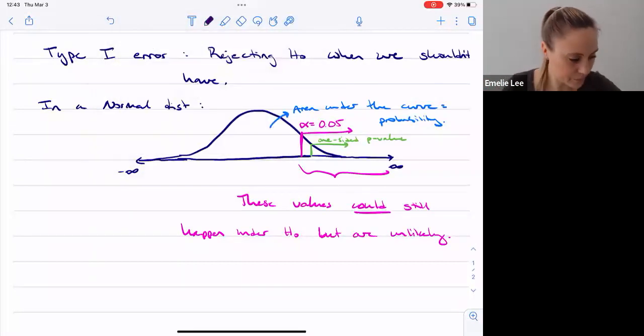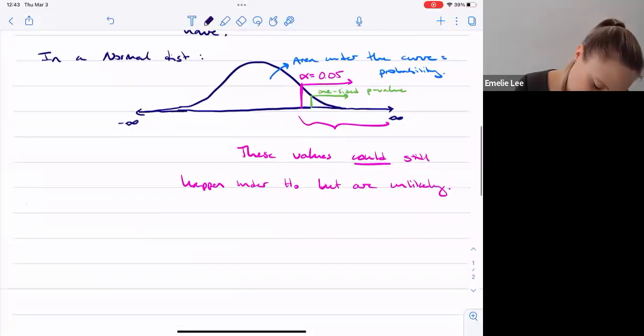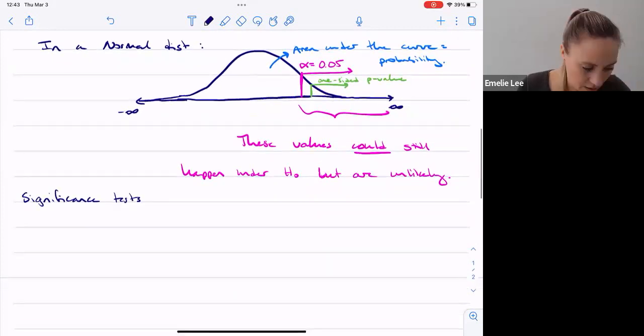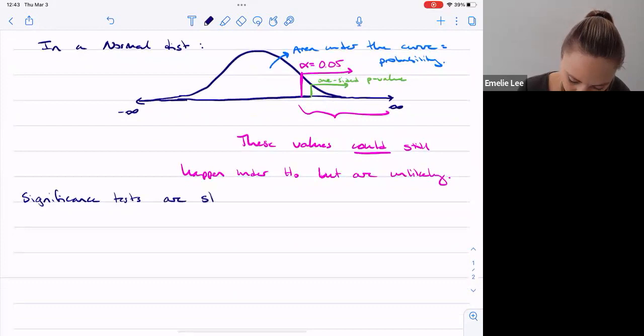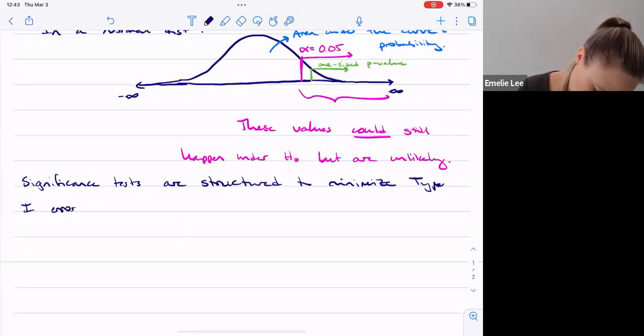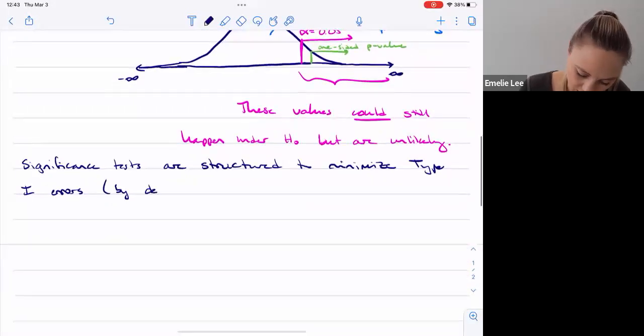And so significance tests are structured to minimize type 1 errors. Right? By decreasing the alpha level.